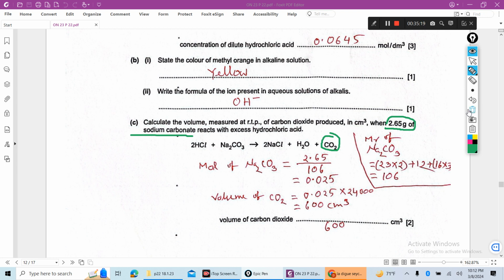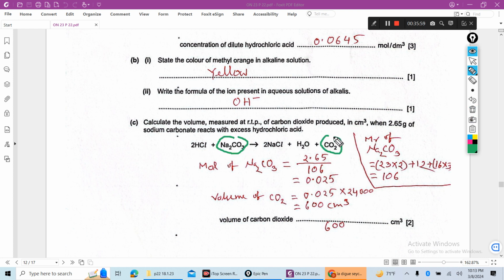Okay, first of all, moles of sodium carbonate is mass divided by molar mass 106. How do you get 106? This is the Mr, relative molecular mass of sodium carbonate: 2 sodium, 23 times 2, 1 carbon 12, 3 oxygen 16 times 3, total you get molar mass 106. So moles of sodium carbonate is mass divided by molar mass, 0.025 mole.